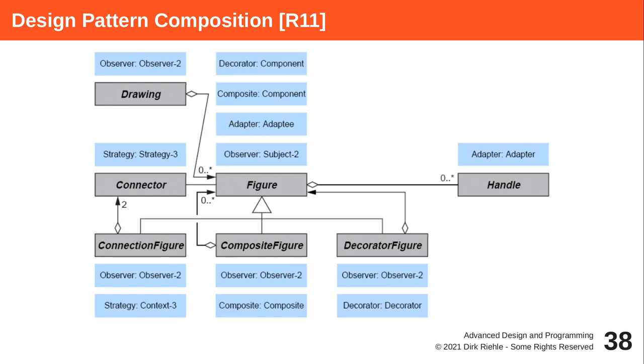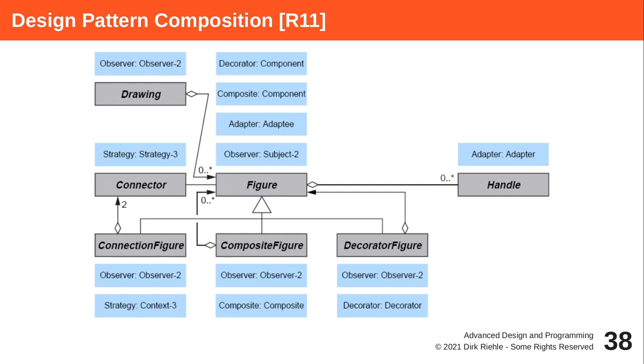So first of all, the collaborations are specified by role models, but many of these role models are actually design pattern instances. So you look at figure, and a figure is an object that gets observed. So it's a subject in the observer pattern. And the observer of that subject would be the decorator figure when it's subject 2. And we have another example of the observer 2 versus the observer 1. Well, I don't see it right now, but there are multiple uses of the observer pattern ultimately.